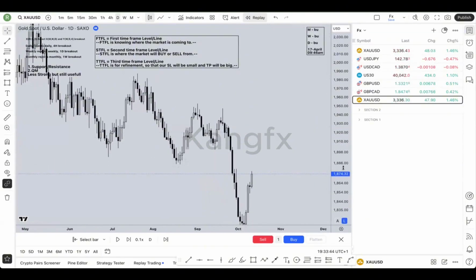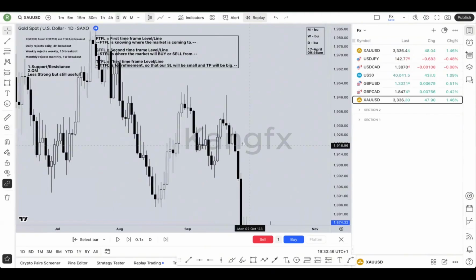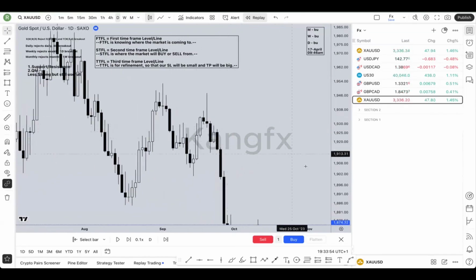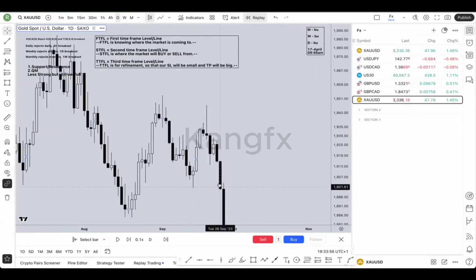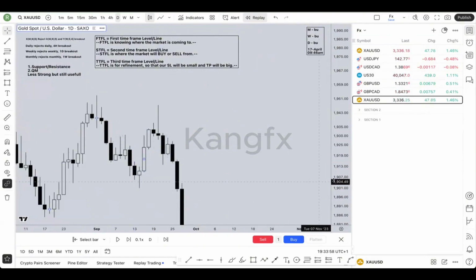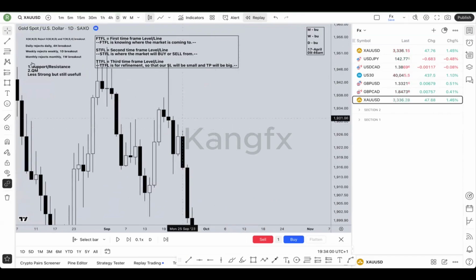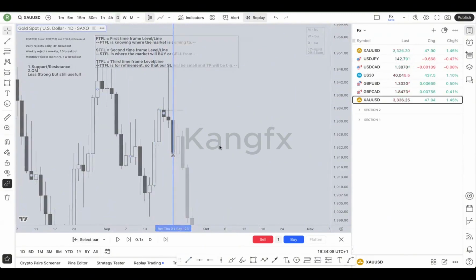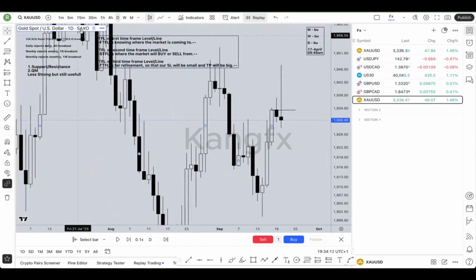We have this one. Let's see this one. This was a resistance. Okay, this was not well defined, so we're just going to ignore that one. We had this one, which is daily reject daily here. And let's check if there was a breakout on 4 hour. Let's see.